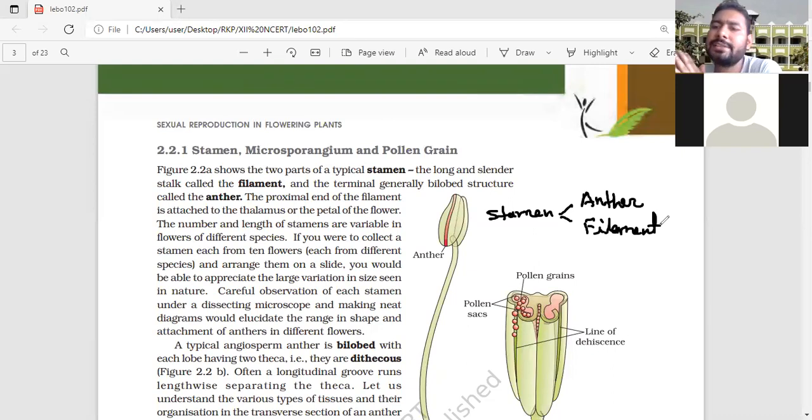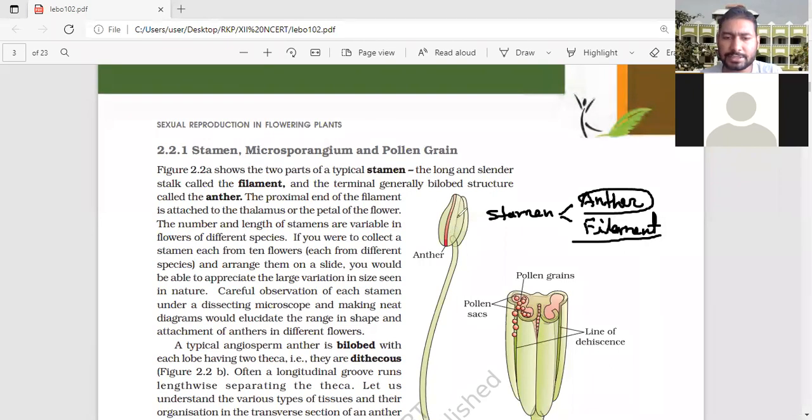I told you stamen is the male reproductive unit, or male reproductive part. It is composed of two things. One is called the anther, and another is called the filament. One is the anther, another is the filament.